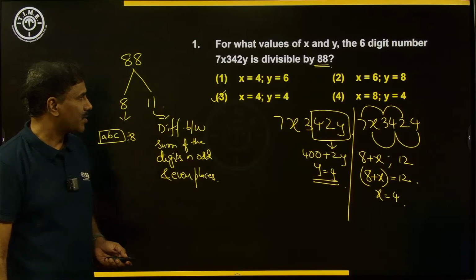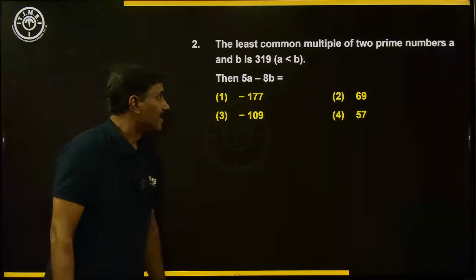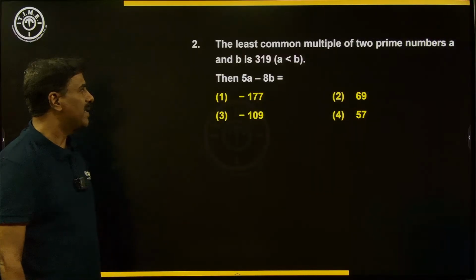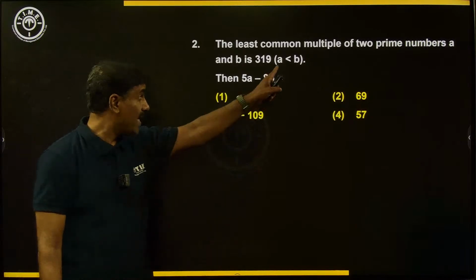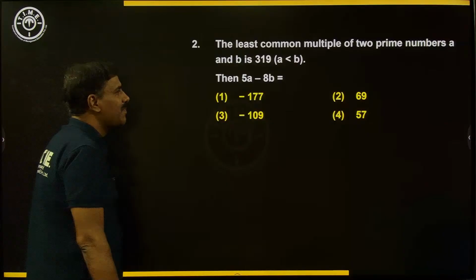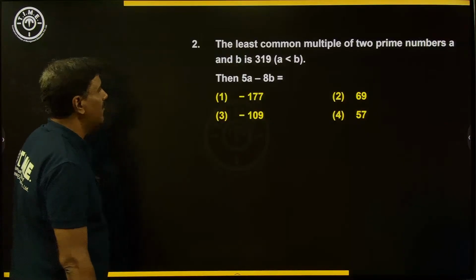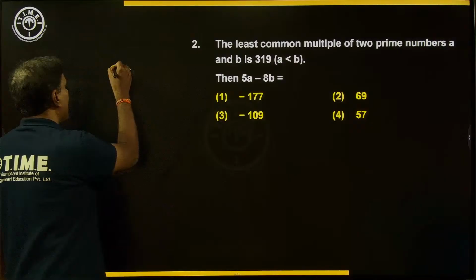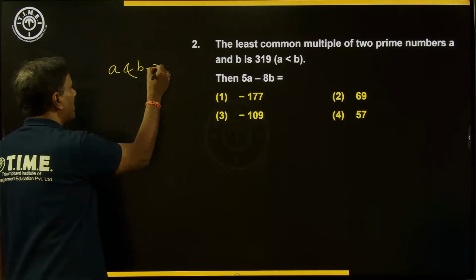Let's move on to the next question. The question is in this way. The least common multiple of two prime numbers a and b is 319, where he has mentioned in the brackets a is less than b. Then 5a minus 8b is how much is the question, right? So if you are observing carefully, a and b are given to be prime numbers, right?